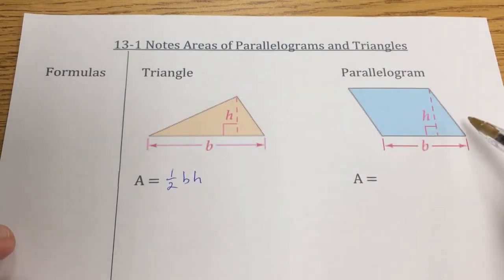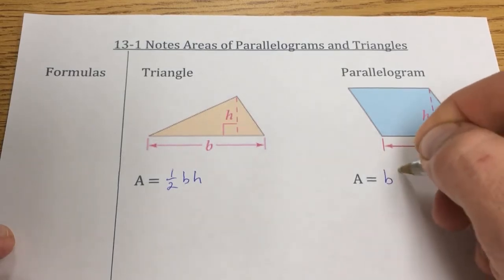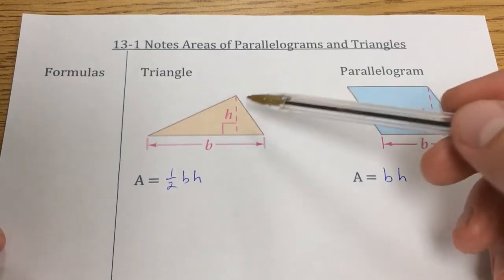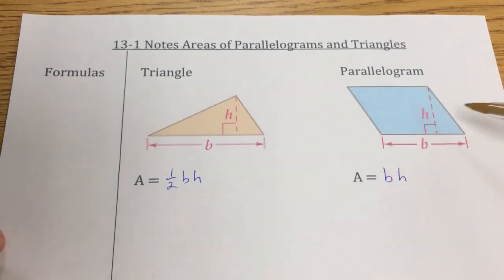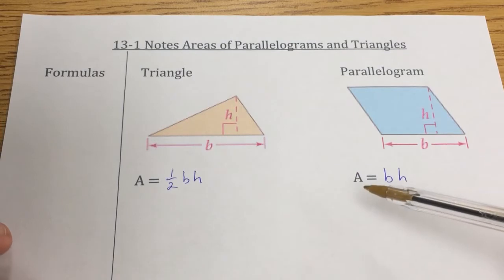All right, and then the formula for the area of a parallelogram is just the base times the height. Exact same thing as if it was a rectangle. But notice there can be a couple things different here. The height needs to make a right angle with the base in both the parallelogram and triangle, and really all figures for that matter. The base and the height create a right angle.